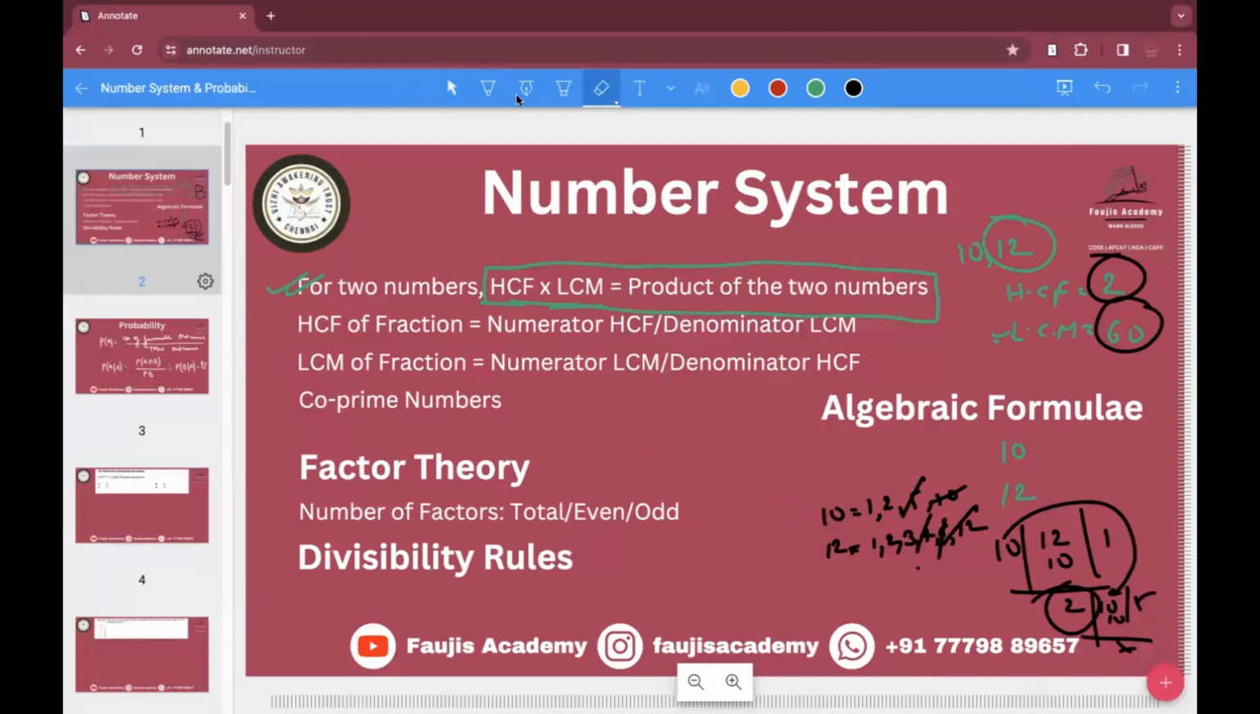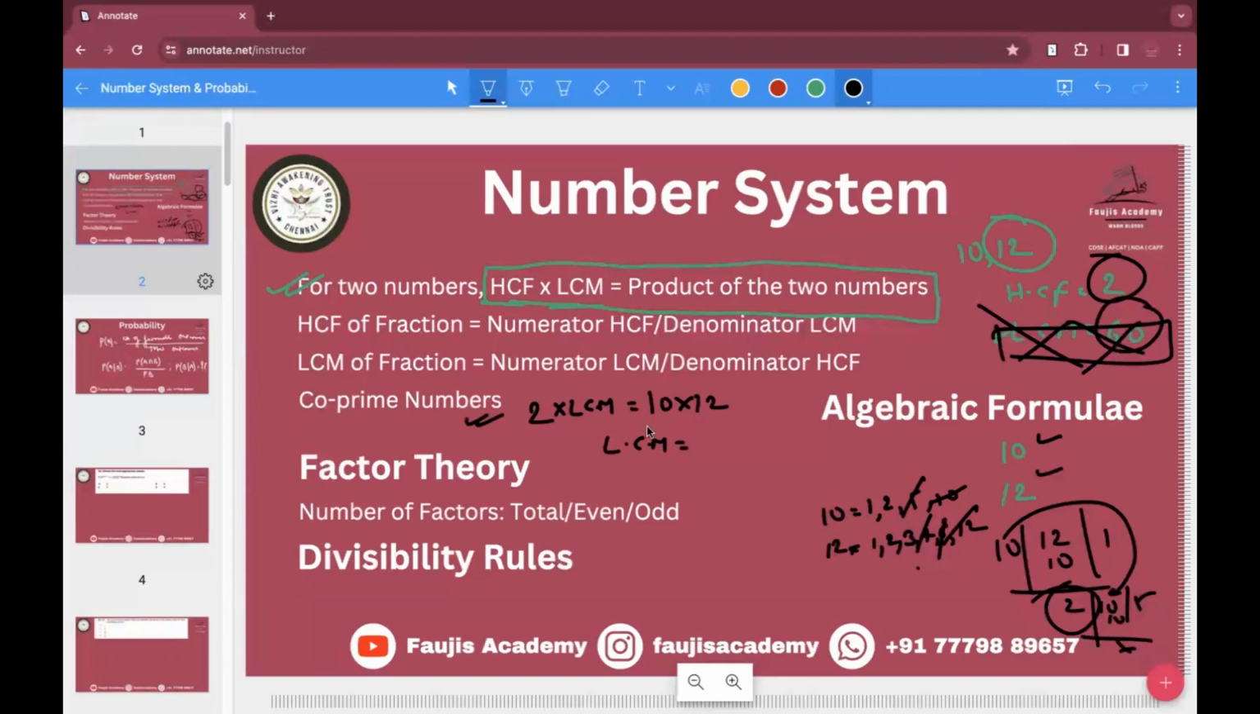Now, by this property, HCF into LCM. Let's say we don't know LCM. We only know these two numbers. So HCF is 2 into LCM, which we don't know and have to find out, equals the product of the two numbers, 10 into 12. Now tell me what is the value of LCM here?